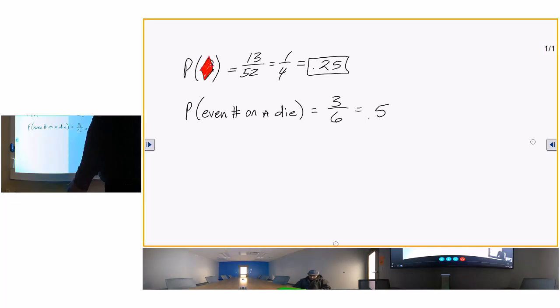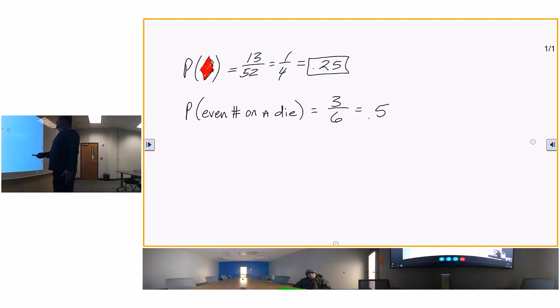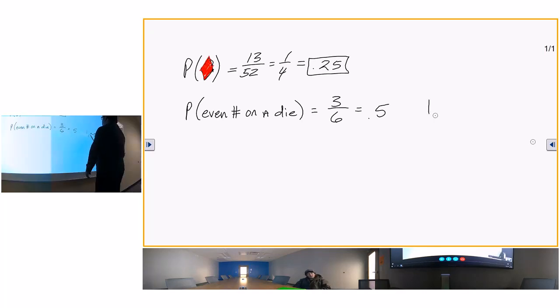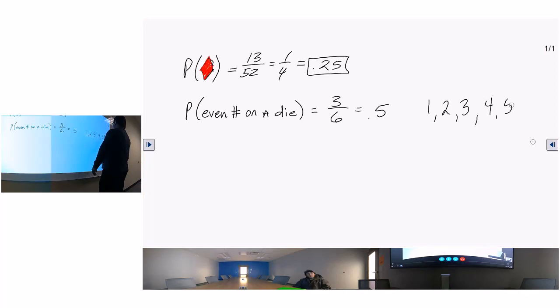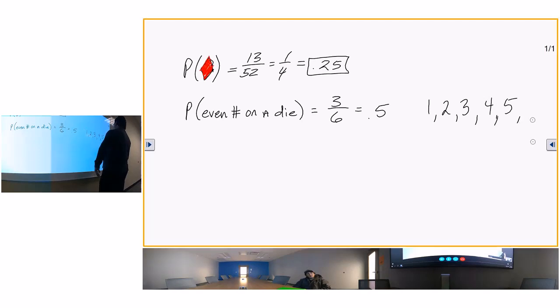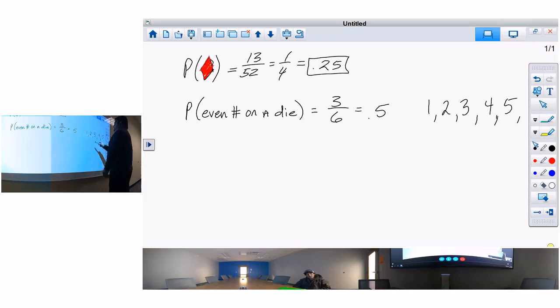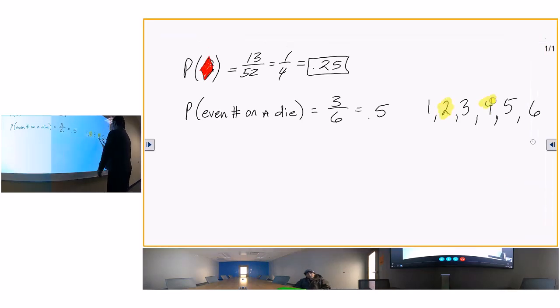And a lot of people say, well, Hubert, how do you calculate that? Well, anytime you're asked about odd or even, it's always half of the total. So how many numbers are on a die? 6. What's 6 divided by 2? 3. And that's where the 3 comes from. Or you can just count them. Where are my even numbers? 2, 4, 6. 3 out of 6.